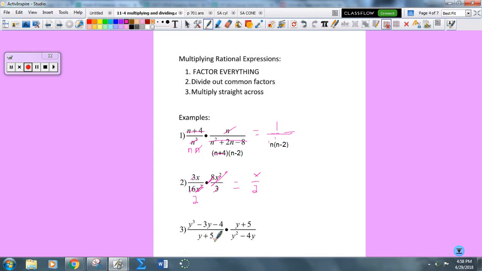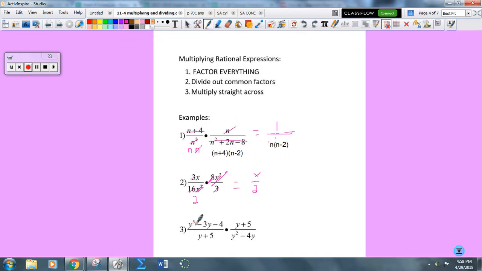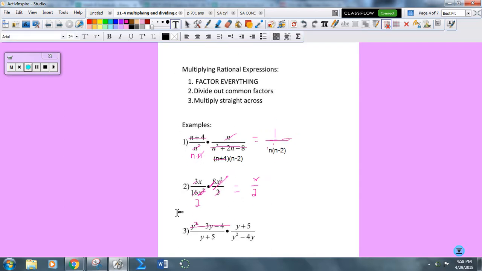Okay, down here again I have to factor. So I'm going to start by factoring y cubed. Oops. Hold up, sorry, that should be y squared. Let me fix it. That should be y squared. So first I'm going to factor y squared minus 3y minus 4. So I'm looking for factors of negative 4 that add to be negative 3. Well, that's negative 4 and positive 1. So this factors to be y minus 4, y plus 1.